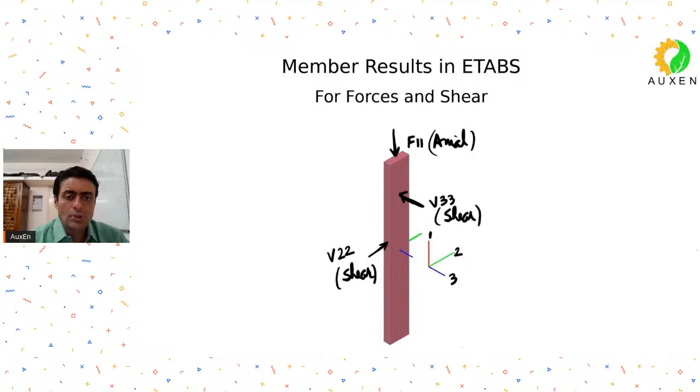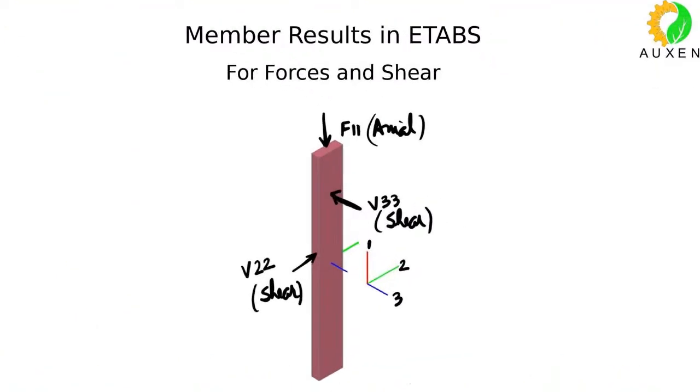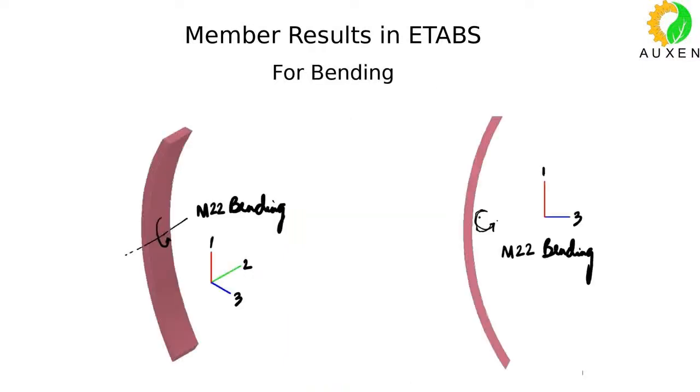Good. Then this is the column. Once again, the basic concept of forces along the local axis will be applicable. You can see the forces and the shears. Now, bending in the column, very important.